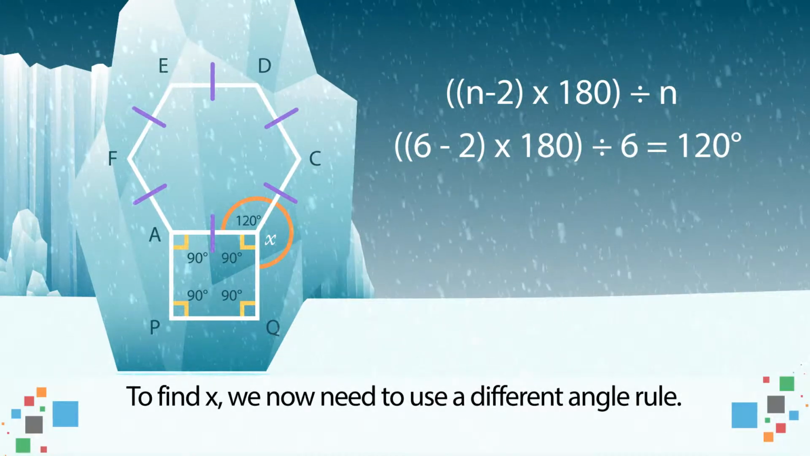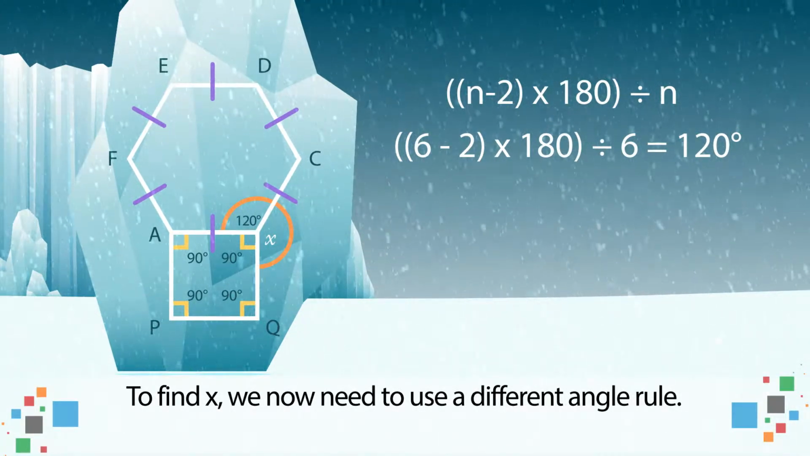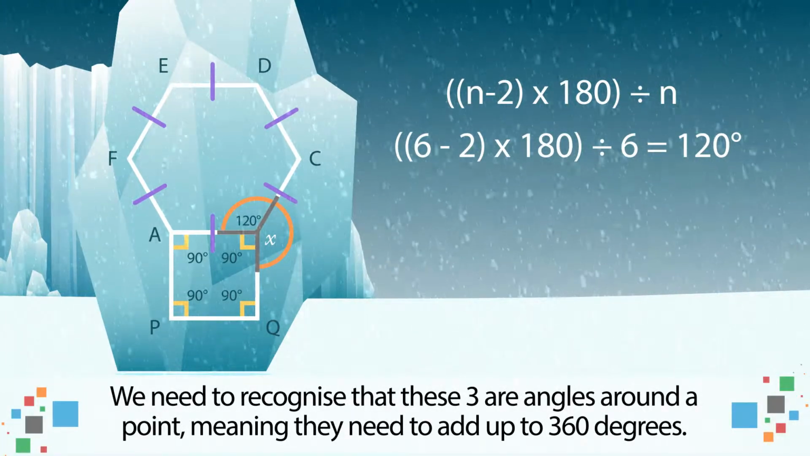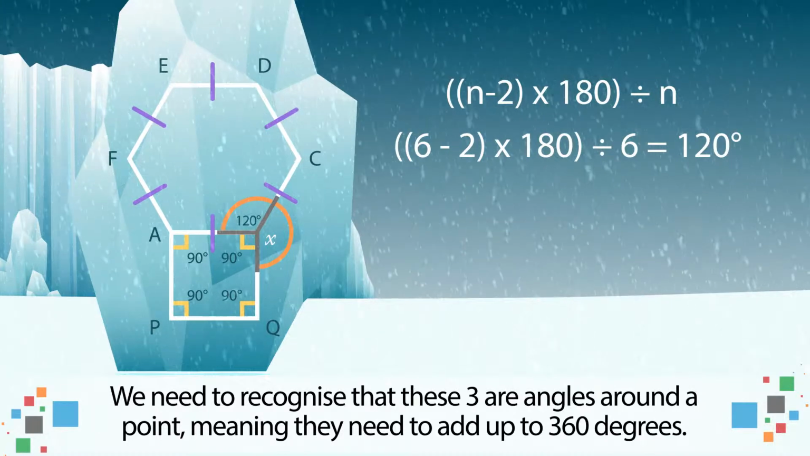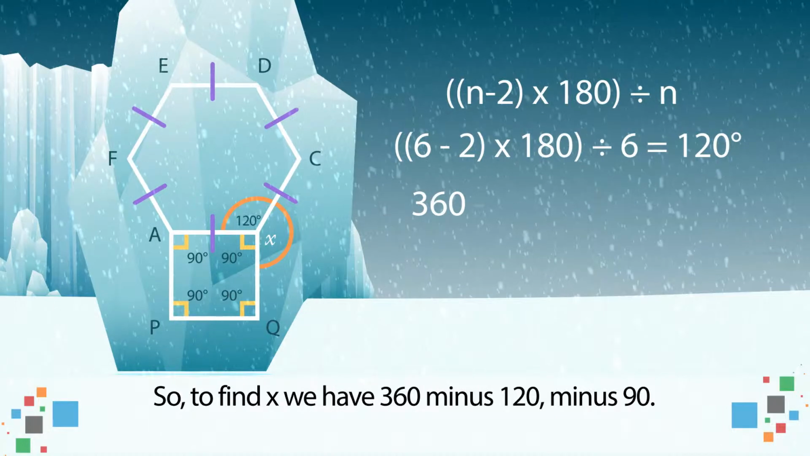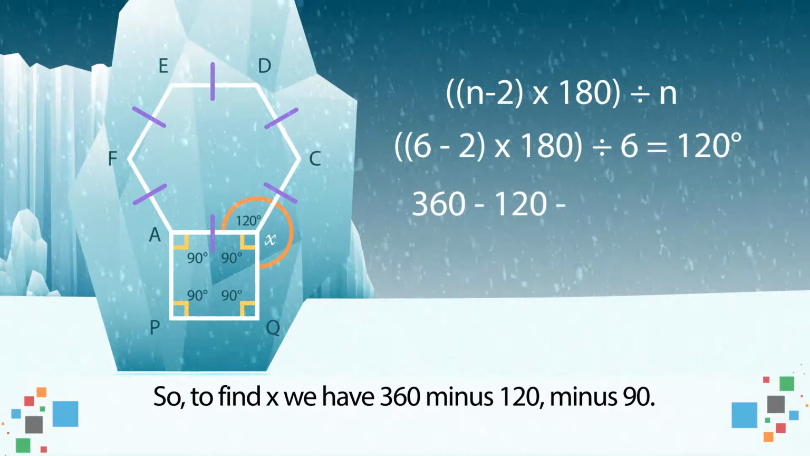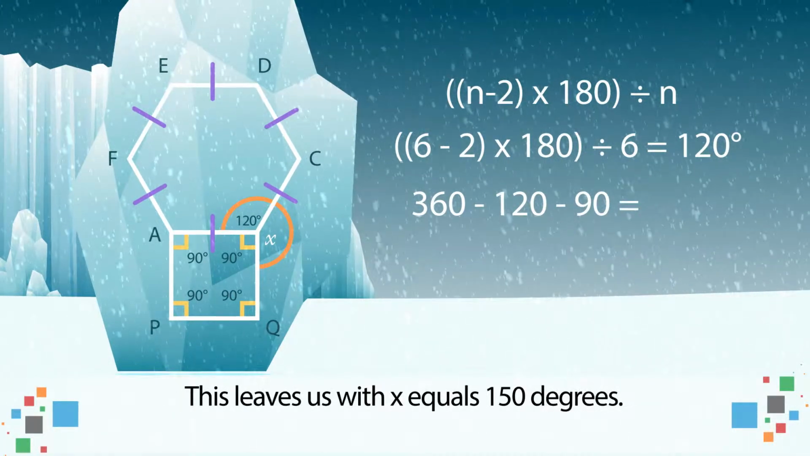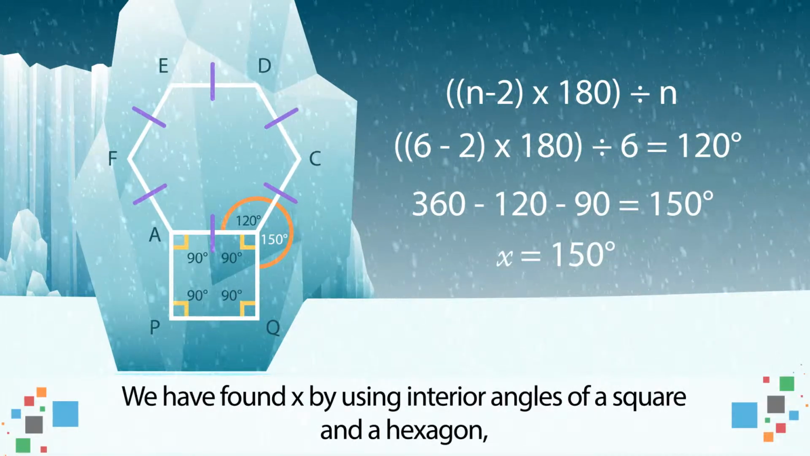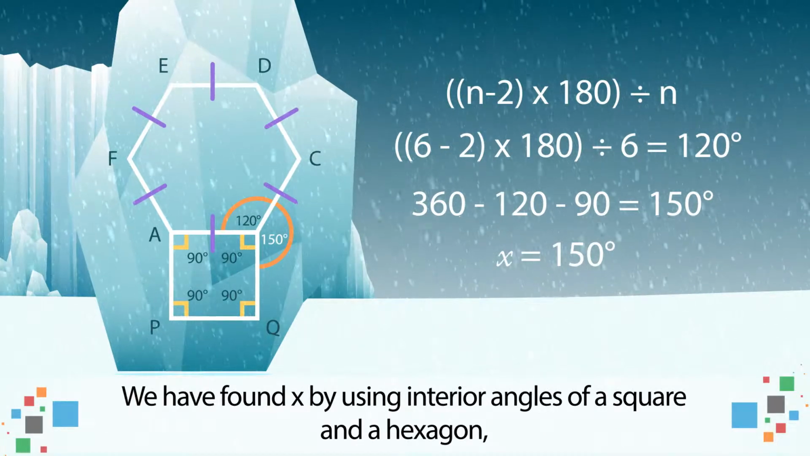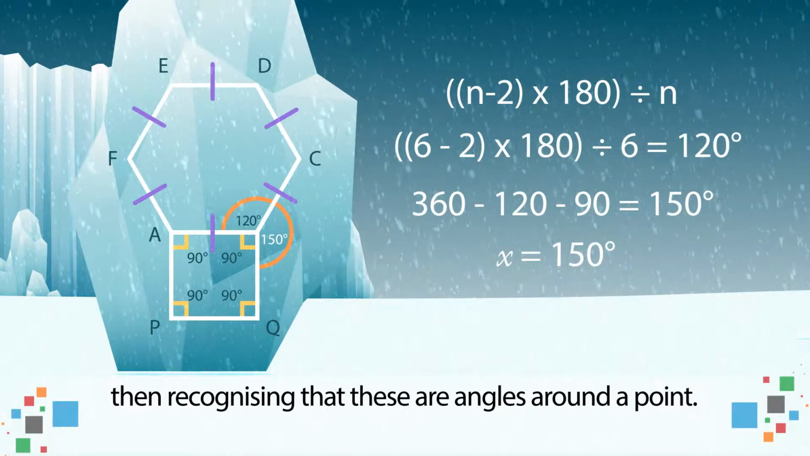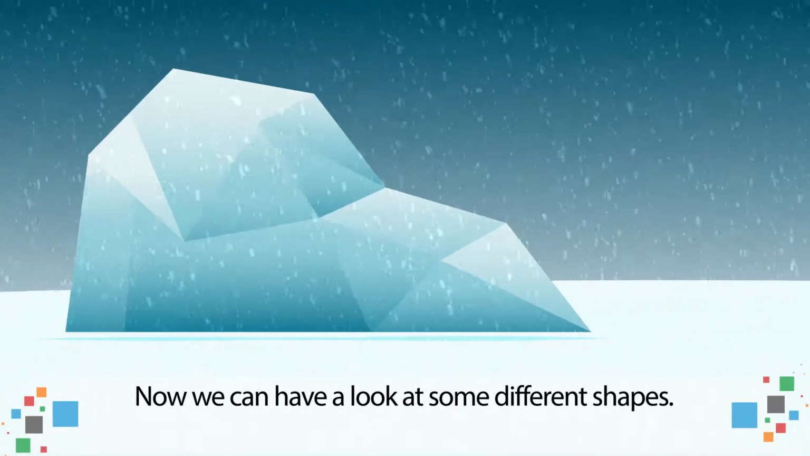To find x, we now need to use a different angle rule. We need to recognise that these three are angles around a point, meaning they need to add up to 360 degrees. So to find x, we have 360 minus 120 minus 90. This leaves us with x equals 150 degrees. We have found x by using interior angles of a square and a hexagon, then recognising that these are angles around a point. Now we can have a look at some different shapes.